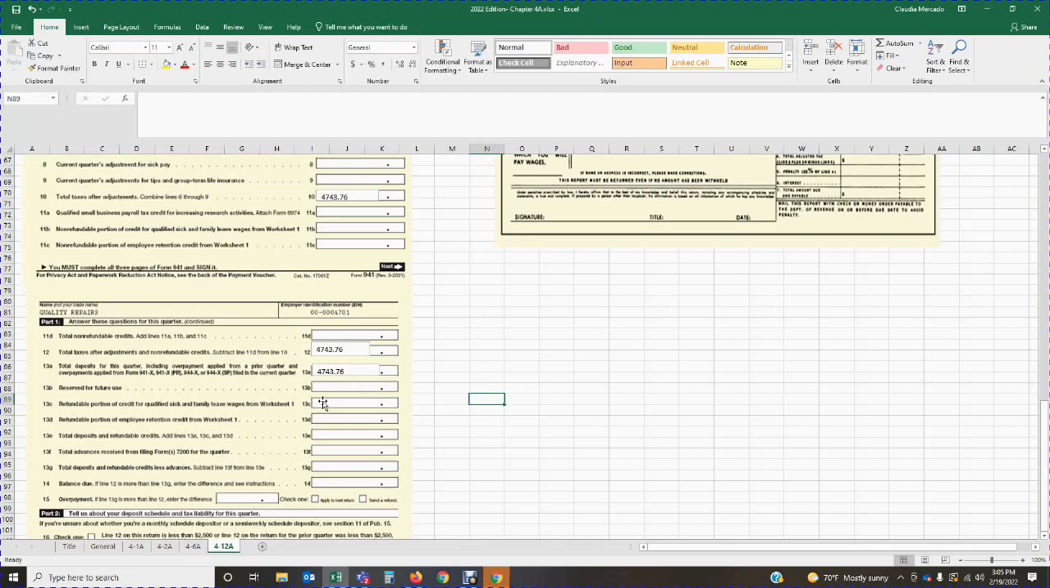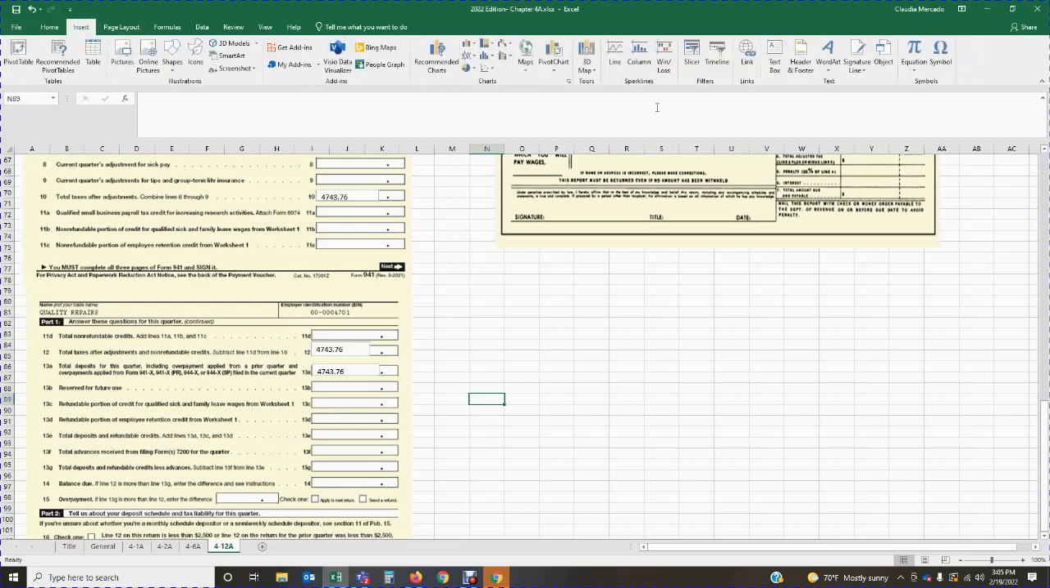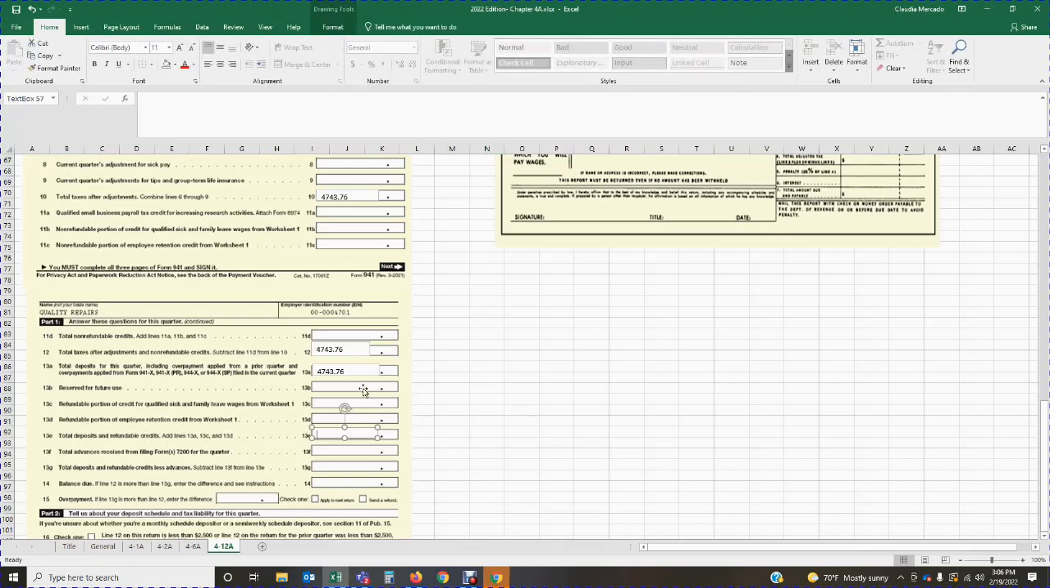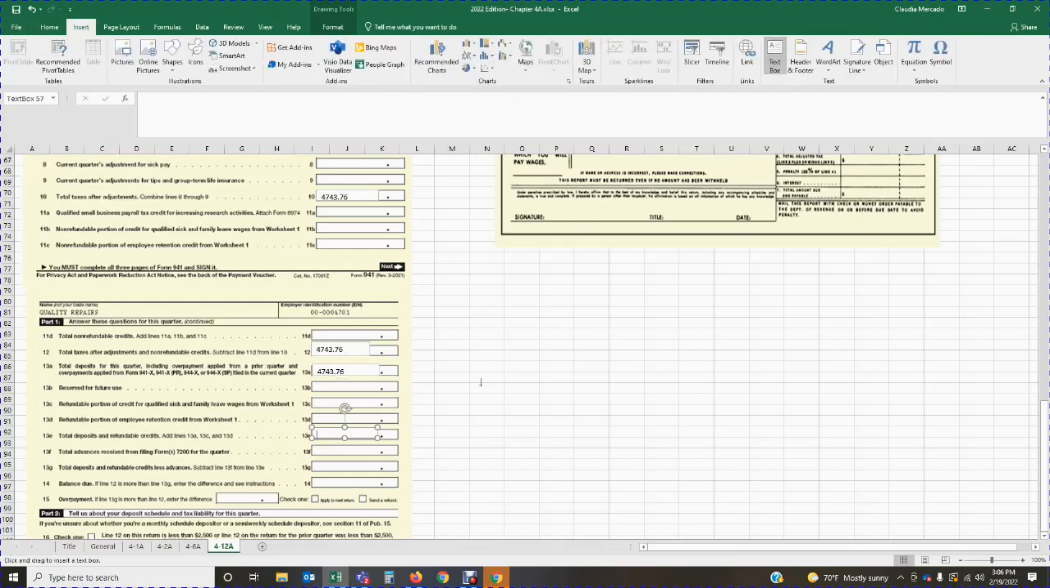Now, let's look at 13E. Okay, 13E is total deposits and refundable credits. How many deposits were made in the quarter? This is line number 13E. So the amount of the deposits made were 4,743.76.